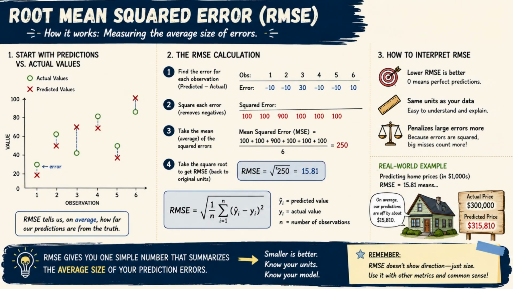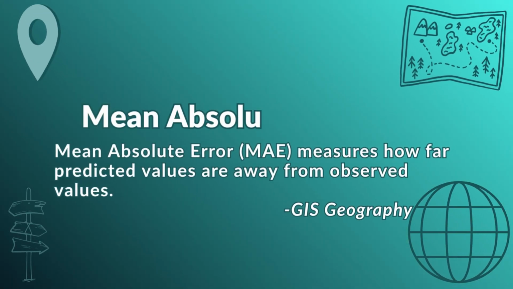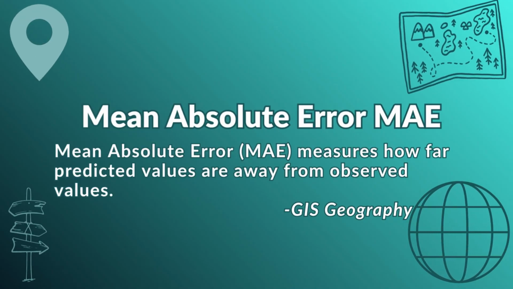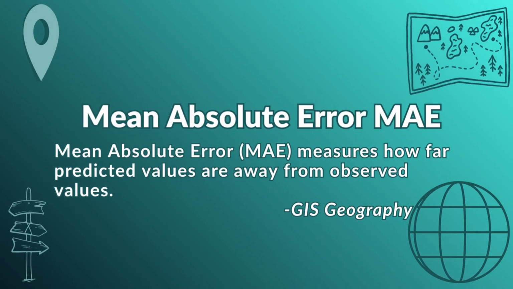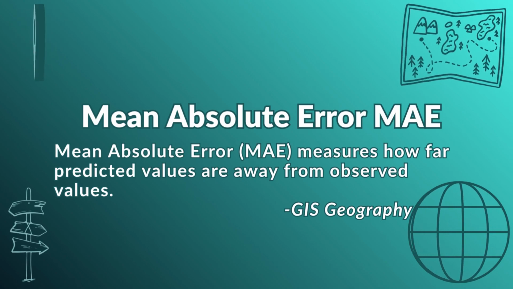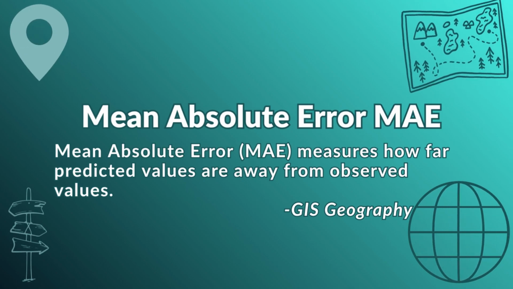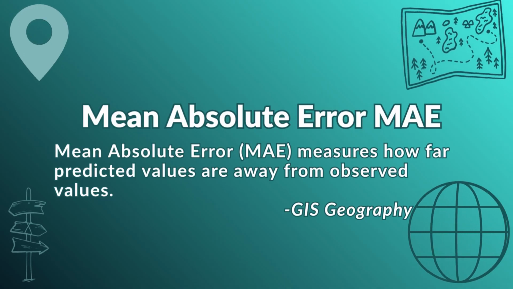Exactly. RMSE actively punishes massive outliers, drastically inflating your overall error score. Which is why analysts also rely on MAE, right, the mean absolute error. Yes. MAE is simply the average of the absolute differences between the prediction and the actual value. Because it does not square the distances, it treats a 10-meter error exactly as it treats five 2-meter errors.